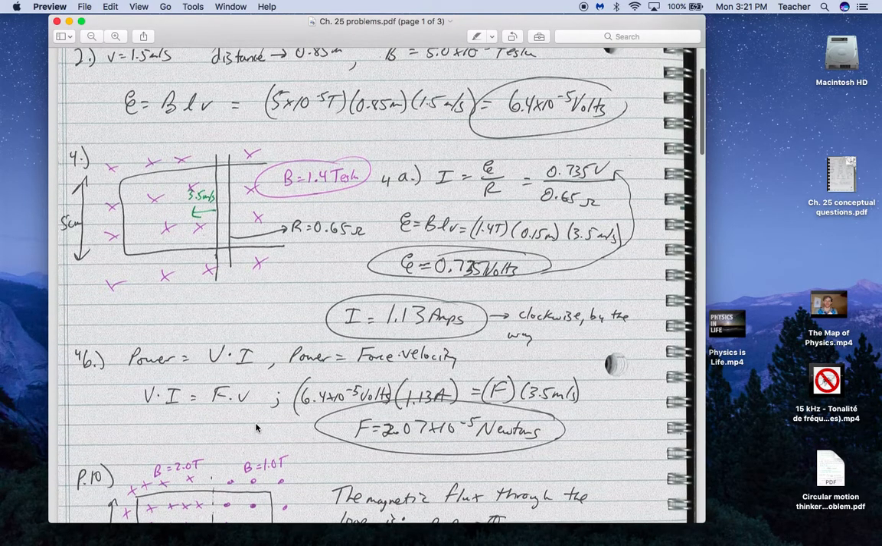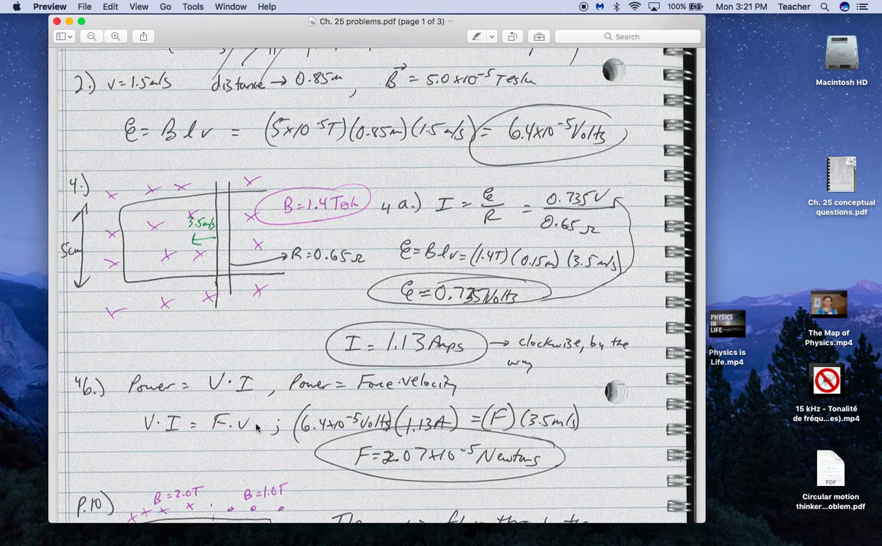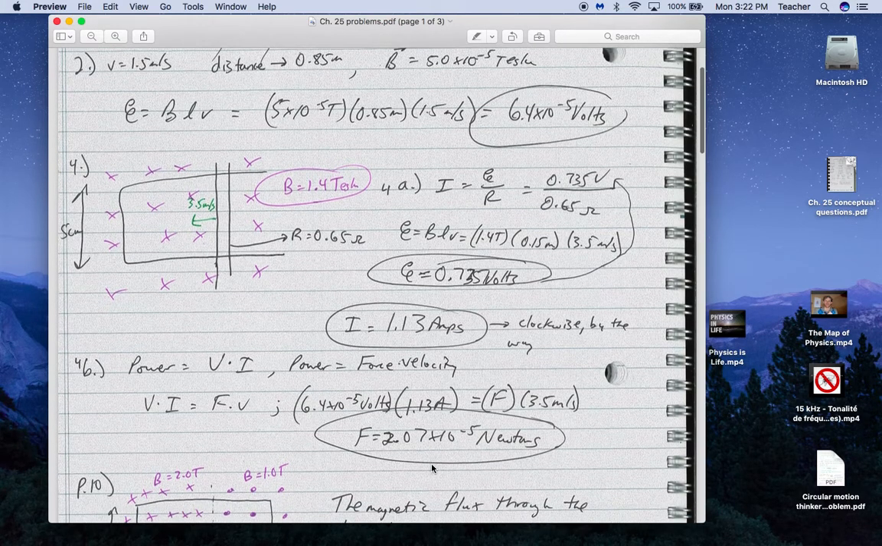So for 4B, when you're asked to figure out the force of this, there's a couple ways you could do that. I did force times velocity here, but you could also do B times I times L. So you could do the 1.4 Tesla times the current, which we got is 1.13 amps, times that length of the wire, which is 0.05 meters. That would also give you the same force.